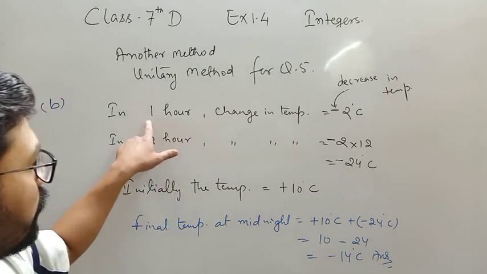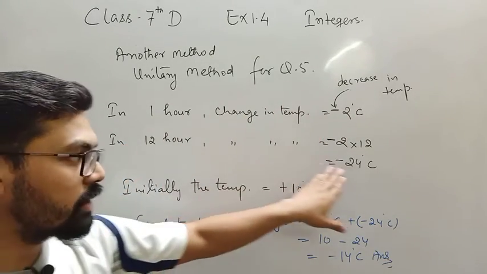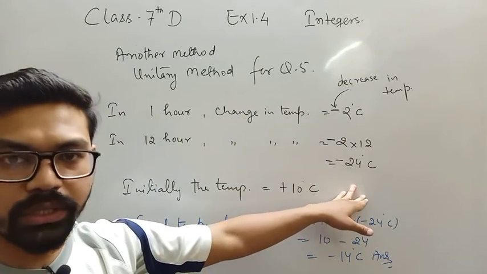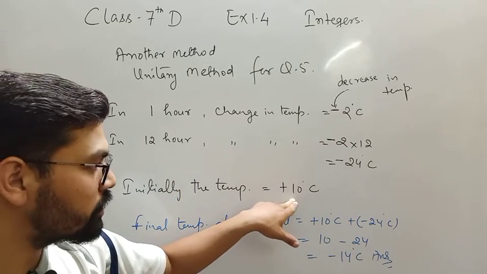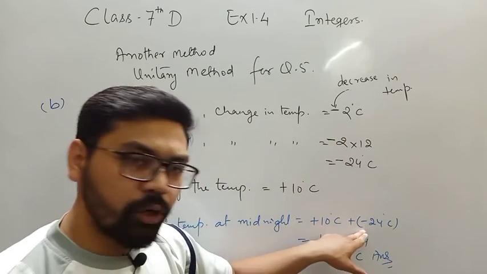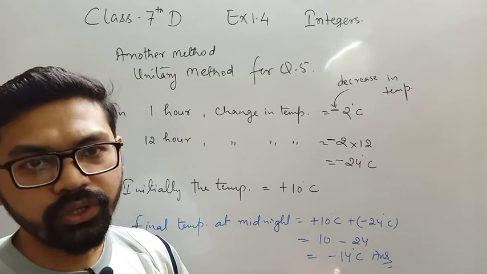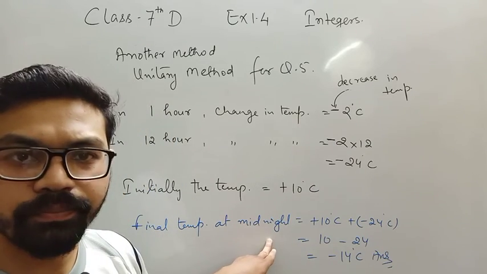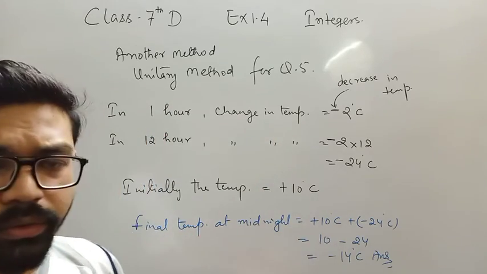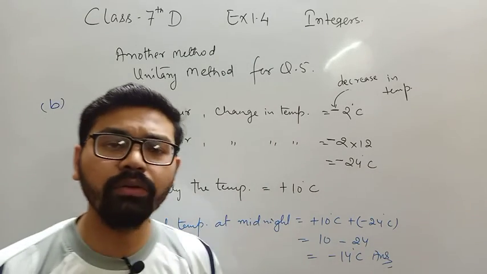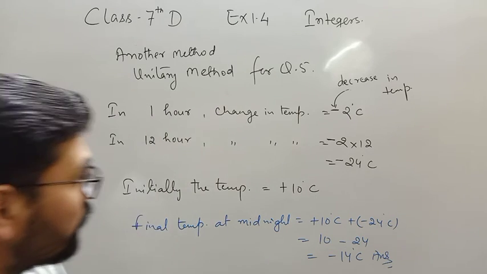Okay, 1 hour में बेटा 2 डिग्री सेल्सियस का ड्रॉप आ रहा है. सो इन 12 आवर कितने का ड्रॉप आएगा? 24 डिग्री सेल्सियस का ड्रॉप आएगा. कहाँ से? इनिशियली द टेम्परेचर वॉज 10. कितने का ड्रॉप आ गया बेटा? माइनस 24 का ड्रॉप आ गया. दैट मीन्स कितना हो गया होगा? माइनस 14 डिग्री सेल्सियस एट मिडनाइट. रात 12 बजे क्या टेम्परेचर हो गया होगा? माइनस 14 डिग्री सेल्सियस. I think this is clear to you. If you have any doubt, any problem in both the methods, you can ask me in the Zoom session. Okay, please note it down fast.